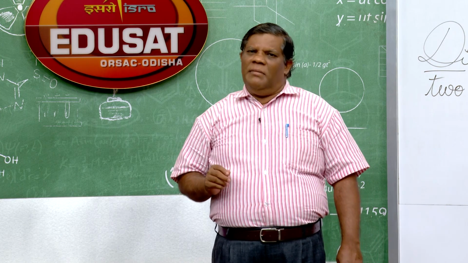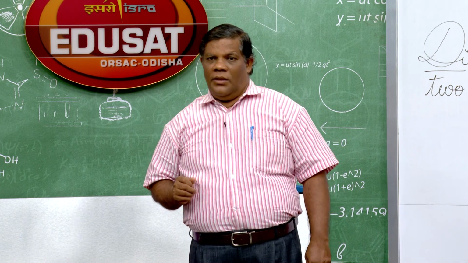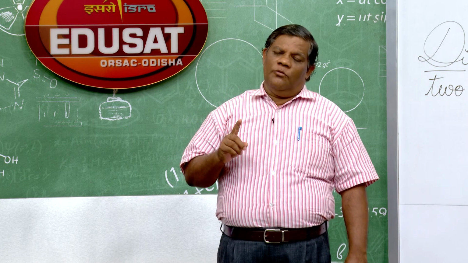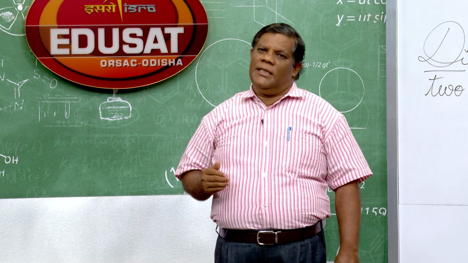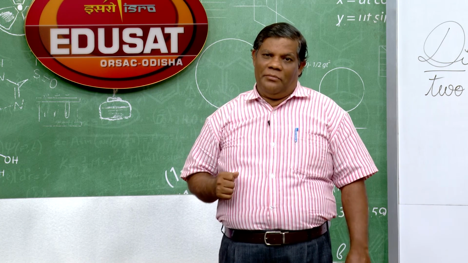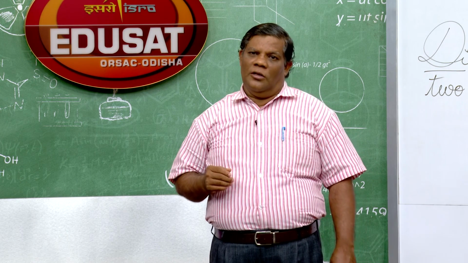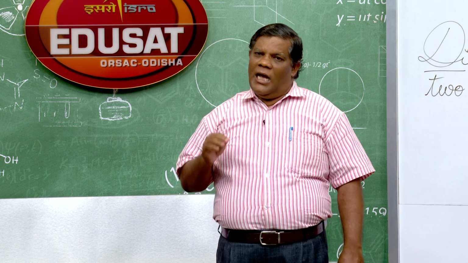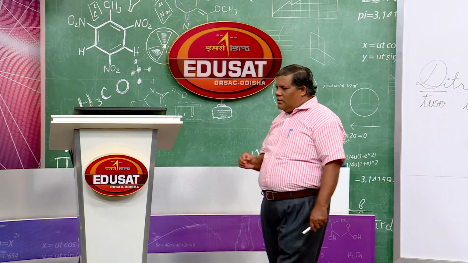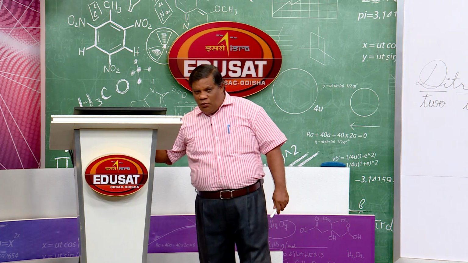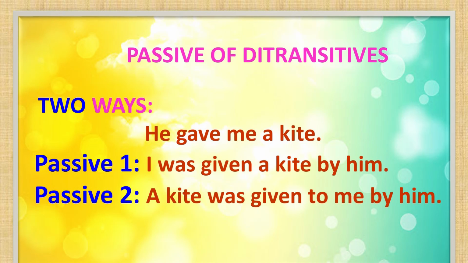And when we make a ditransitive sentence, first we write the IO, the indirect object, then we write the DO, the direct object. We cannot reverse it, we can't change the position of the objects, they have to be in their own place, and therefore this ditransitive construction is required for passive voice. Now, come to the passive form of the ditransitive constructions. For example, he gave me a kite.